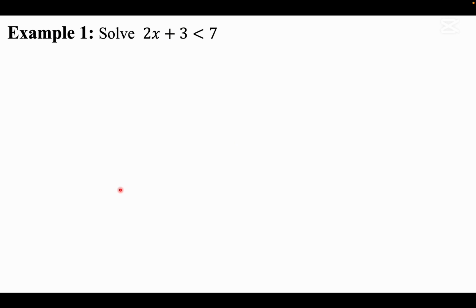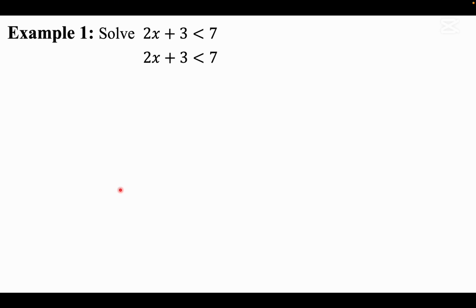Let's look at the first example here. If I want to solve this linear inequality here, the process of solving this inequality is the same as equations, right? Always get rid of the constant numbers first. Move the constants over to one side, and then the variables stay on the one side.